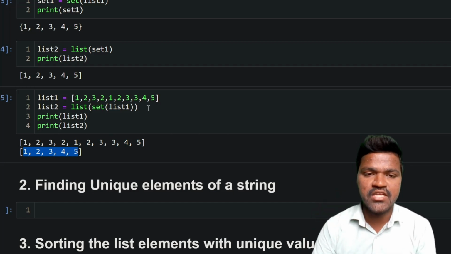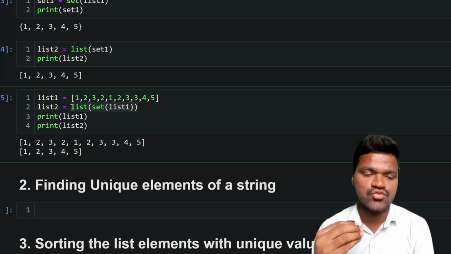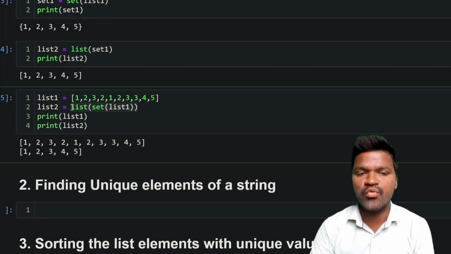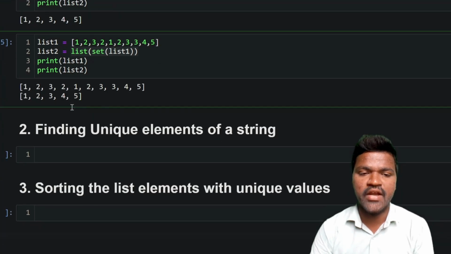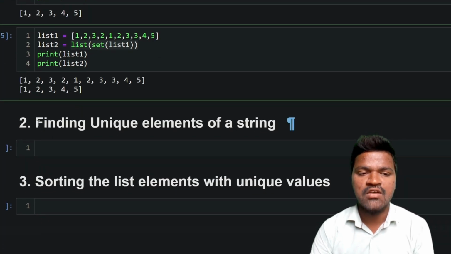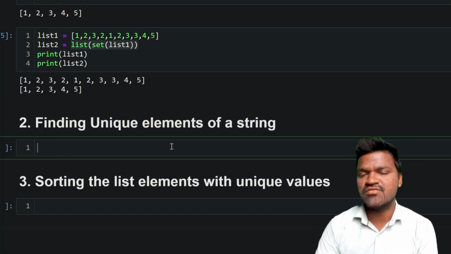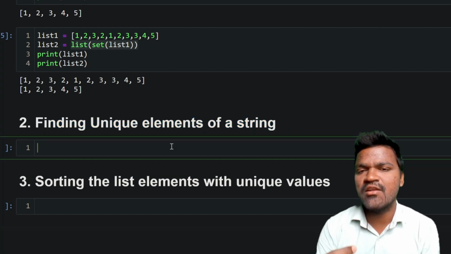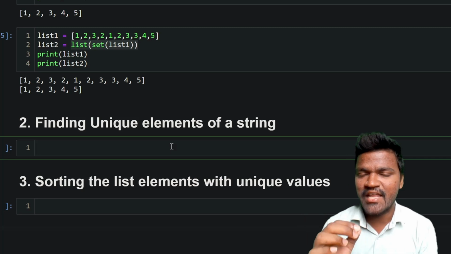So by this simple step we can get all the unique values in the list, right? So I hope you can understand how we can get all the unique values in the list. So let us go ahead and see one more problem that we have, which is nothing but finding unique elements of a string. Previously we have seen how we can find the unique elements of a list, right? In exactly the same fashion, we can find the unique elements of a string.